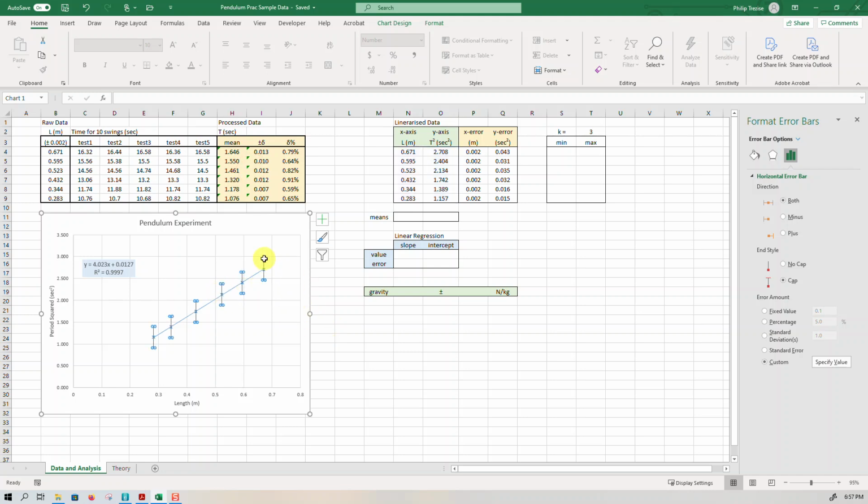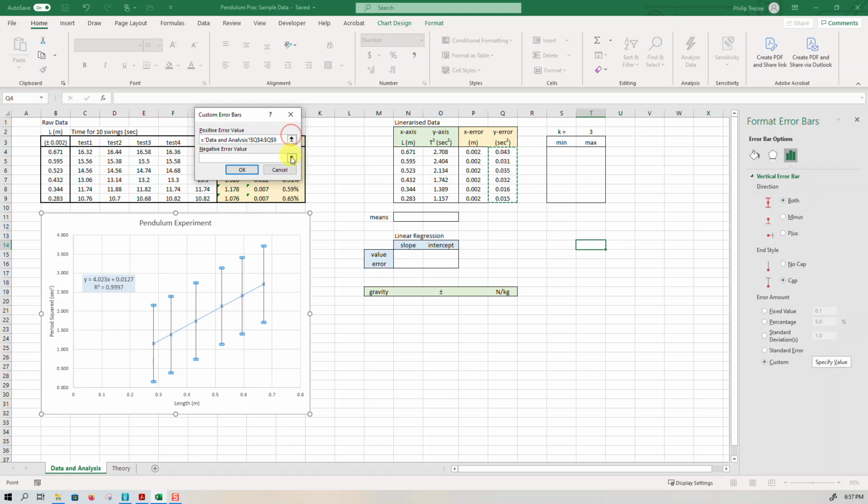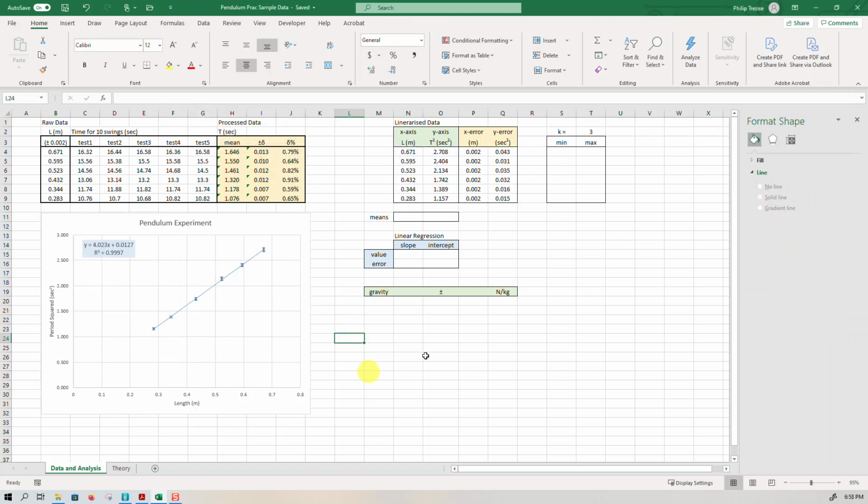Now if I click on the vertical error bars for a moment, it's changed over here to be the verticals. Again, I like to do the customize and specify the values. So that's this set of numbers. There they are. They're pretty small. I'll have to zoom in a fair bit to see them.